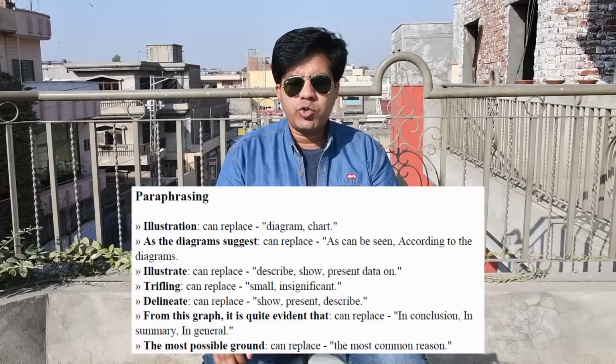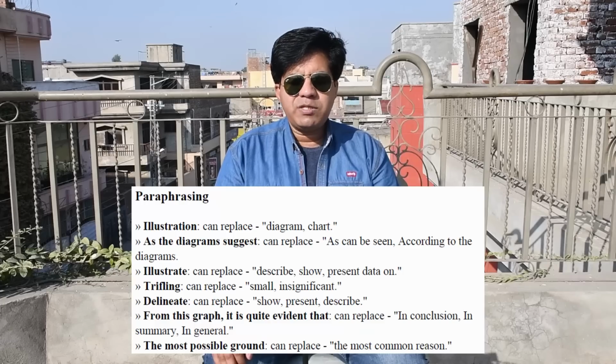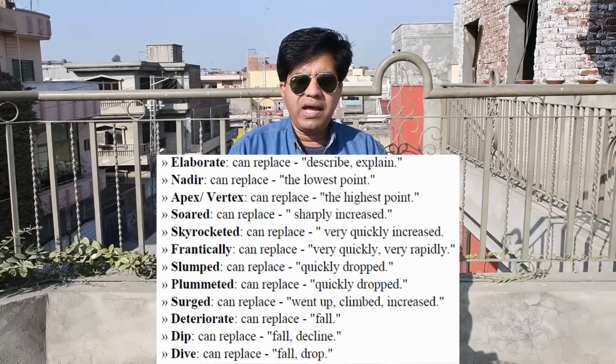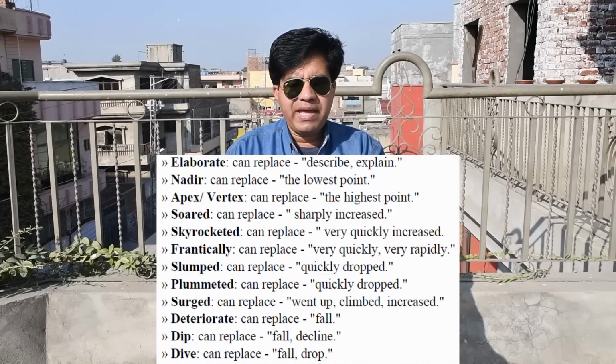Delineate can be replaced by show, present, describe. From this graph, it is quite evident that can be replaced by in conclusion, in summary, in general. The most possible ground can be replaced by the most common reason. Elaborate can be replaced by describe, explain. Nadir can be replaced by the lowest point. Apex or vertex can be replaced by the highest point. Soared can be replaced by sharply increased. Skyrocketed can be replaced by very quickly increased. Frantically can be replaced by very quickly or very rapidly.